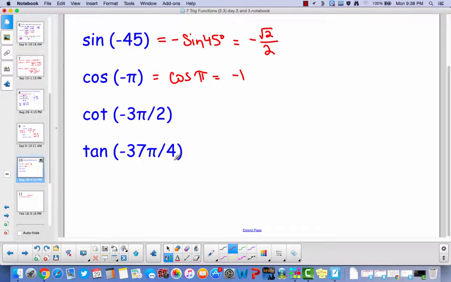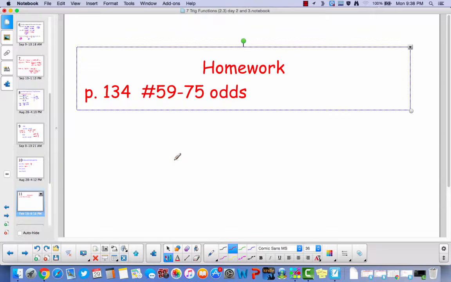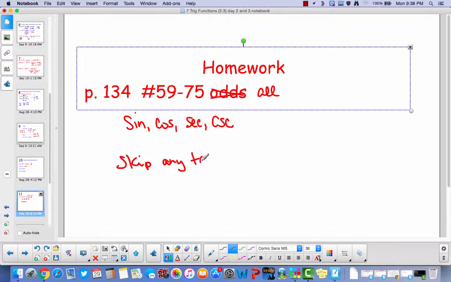So for tomorrow, I would like you to look at these problems. Numbers 59 to 75, the odds. But I only want you doing problems if they deal with sine, cosine, secant, or cosecant. So instead of the odds, we're going to make this all. And you're going to skip any problem that deals with tangents or cotangents. All right.